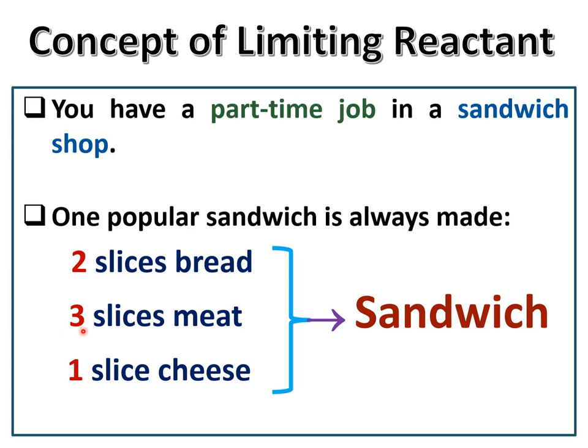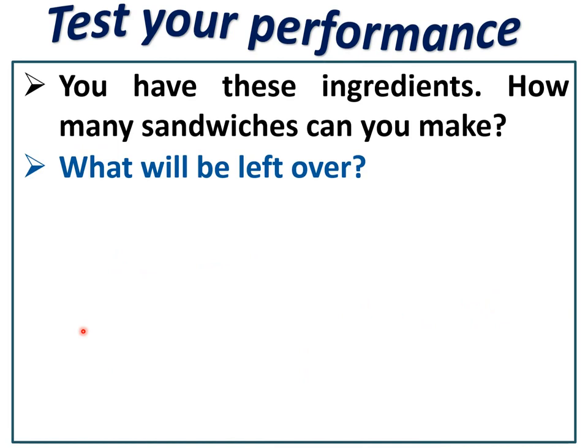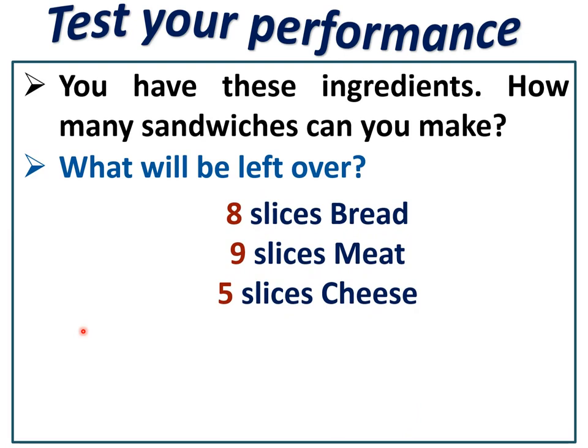Okay? So, test your performance. How many sandwiches can you make? You are already familiar with the stoichiometry of the sandwich. This is the stoichiometry, like the stoichiometry of equations. 1 mole plus 2 moles should be 1 mole plus 2 moles. Nothing else. Okay? So you are familiar now with the stoichiometry of the sandwich. Come here and test your performance. They gave you these things: 8 slices of bread, 9 slices of meat, 5 slices of cheese. How many sandwiches can you make? But remember the stoichiometry.